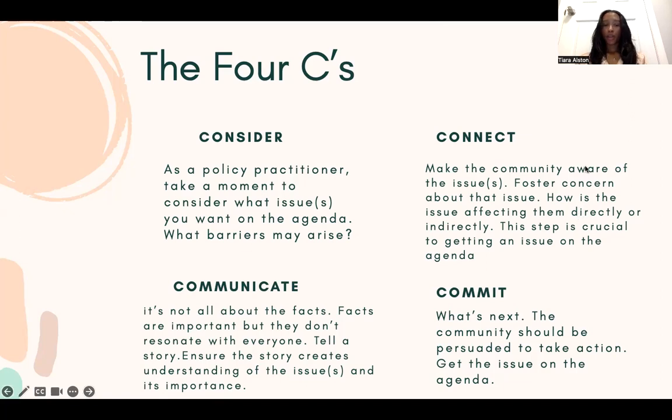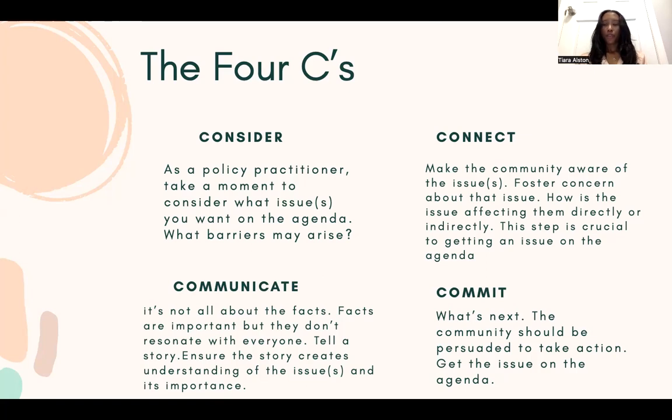Next, we go to communicate, which leans kind of away from the facts, more into storytelling and using personal aspects. So it's not all about the facts. Facts are important, but they don't resonate with everyone. So this side kind of lets you tell a story to get other people's attention who may not be drawn in by numbers and data and all of that. You want to ensure that the story creates an understanding of the issue and tells why it's important as well. And then lastly, you want to commit.